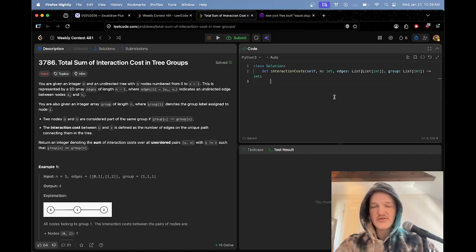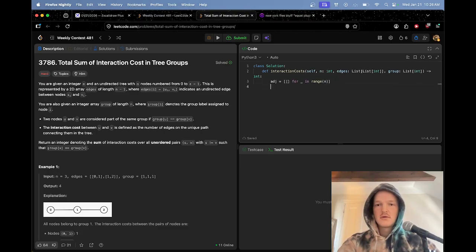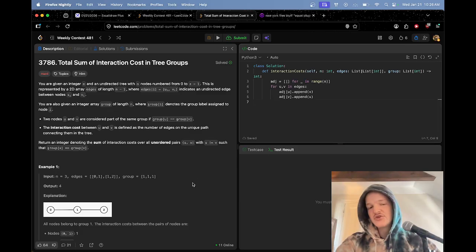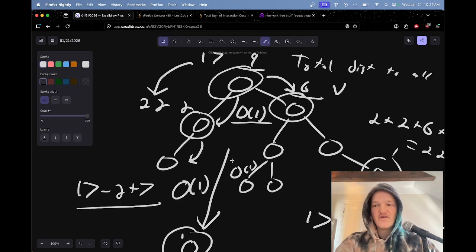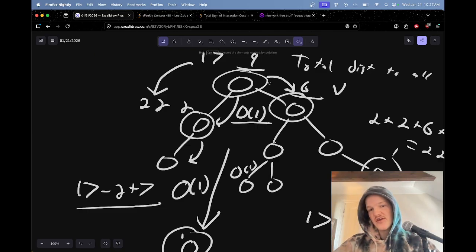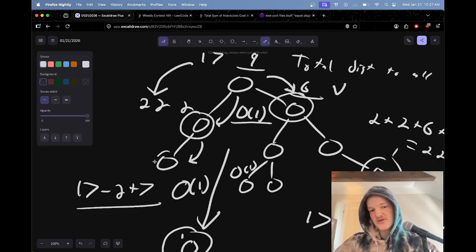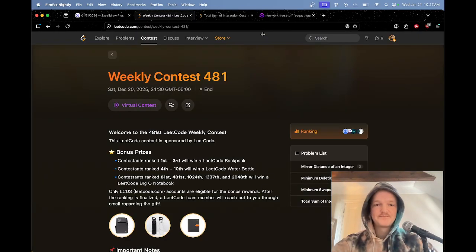Let's build the adjacency list. Okay, and then I'm going to pre-calculate the population of every subtree. You could probably do it all in one DFS, but I'm just going to DFS through and find the population for everything, and then I'm going to do this DFS where I start with distance at 0, transition to this distance, transition, and then transition back, and so on. That's what I'm going to do for clarity's sake.